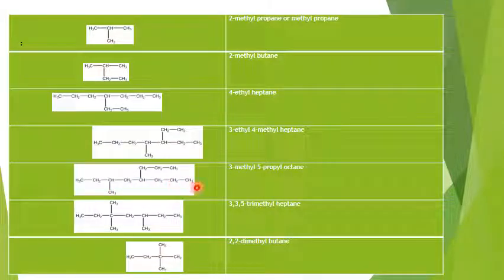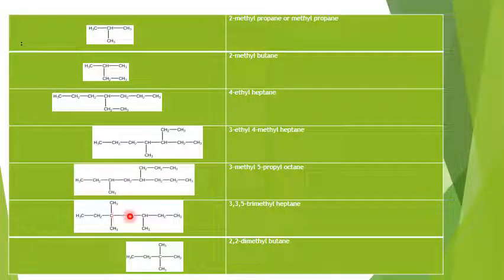Now, what you have to do is number. Going from right to left, it'd be 4, 6. But going from left to right, it's 3, 5. So we're going to go left to right. So methyl comes before propyl because M is before P in the alphabet. So it's 3-methyl, 5-propyl octane.